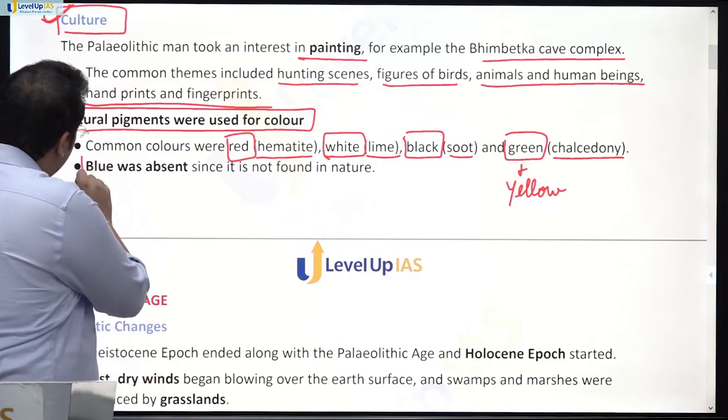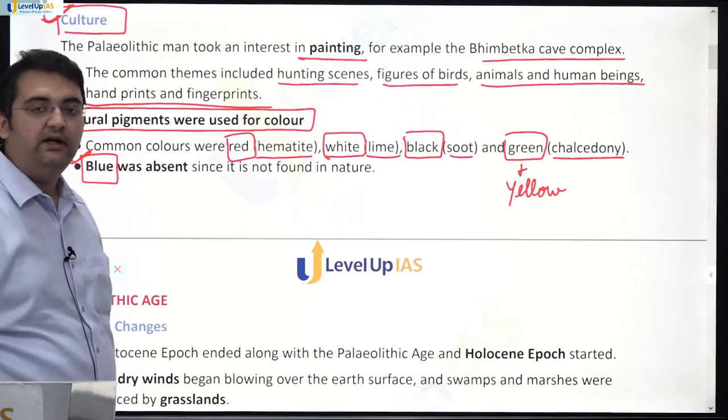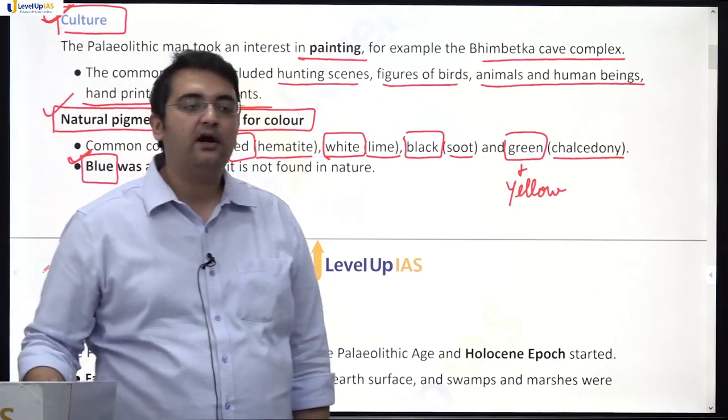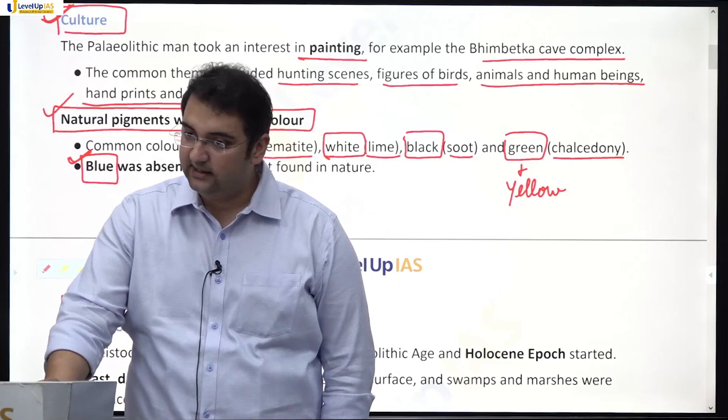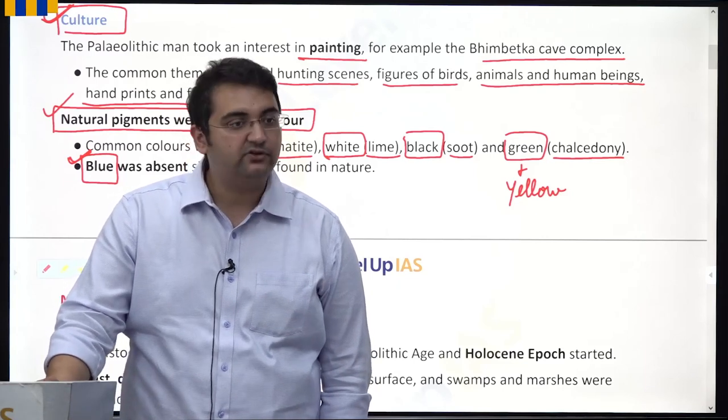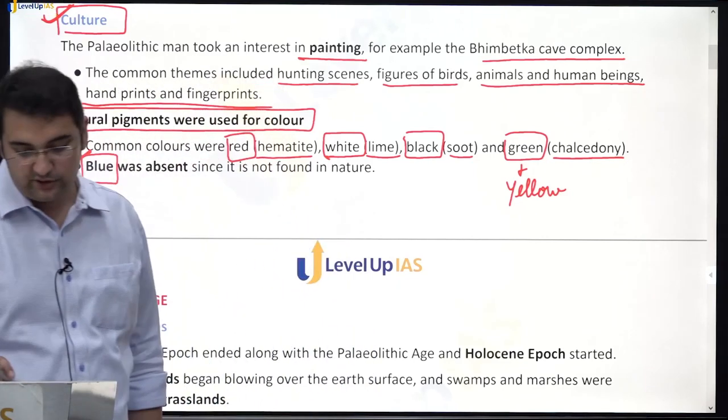Which color was conspicuous by absence? Blue has not been used because it was not naturally available in the Indian subcontinent. Okay? It is not present in the mineral composition of North India.